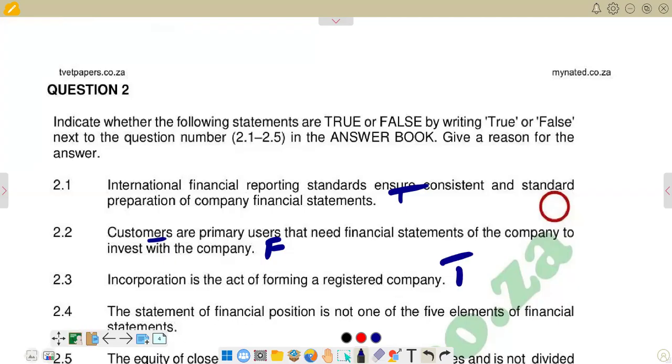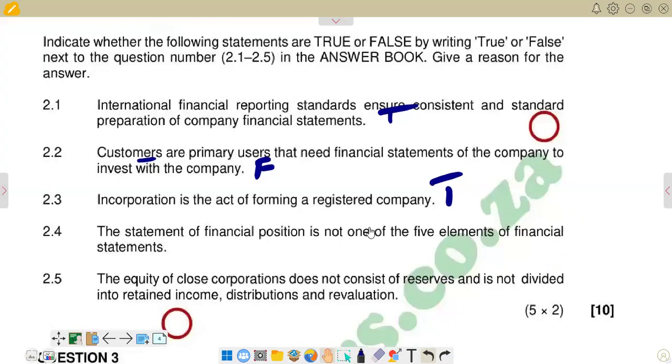Then we go to 2.4. The statement of financial position is not one of the 5 elements of financial statements, which is false. Remember, the statement of financial position is one of the elements of financial statements. The main financial statements that we have are the statement of financial position, which is the balance sheet; the income statement, which is also the statement of comprehensive income; and then the cash flow statement. So those three, which means this one is not true. So we can indicate it as false here.